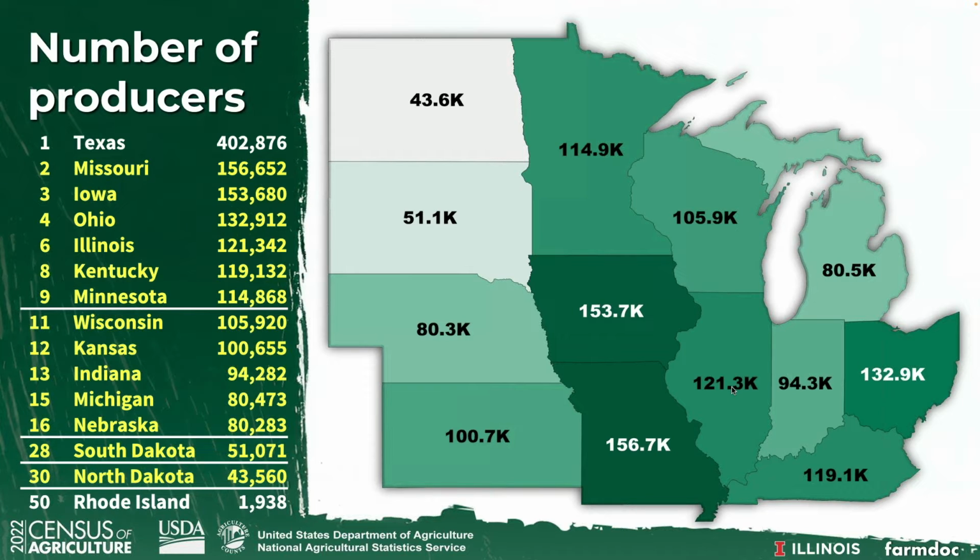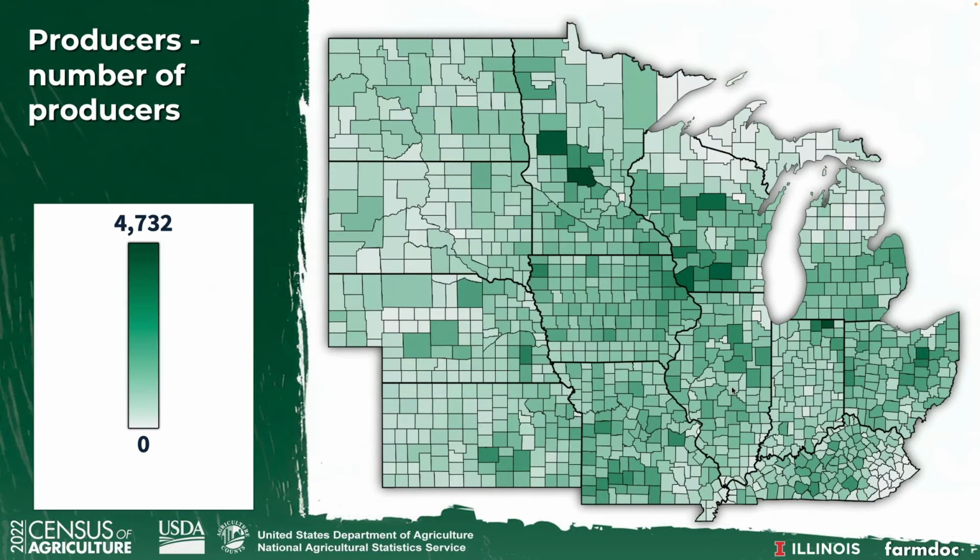One more thing about the producers. Remember, what we're seeing here is a number of producers, frequently more than one on a farm. And some of those counties are pushing 4,000 producers.